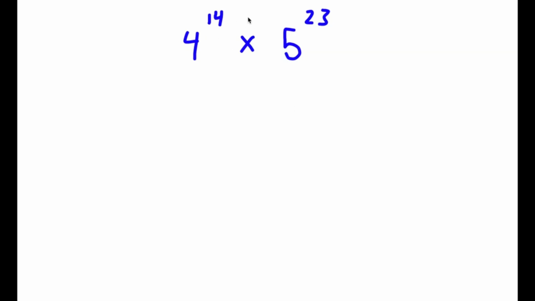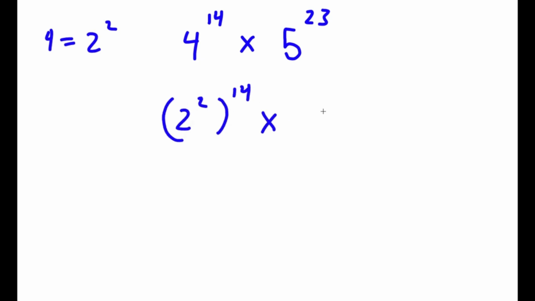Alright, so I have 4 to the power of 14 times 5 to the power of 23. Now 4 here, this is the same thing as 2 squared. So if I replace 4 with 2 squared, I get 2 squared to the power of 14 times 5 to the power of 23.